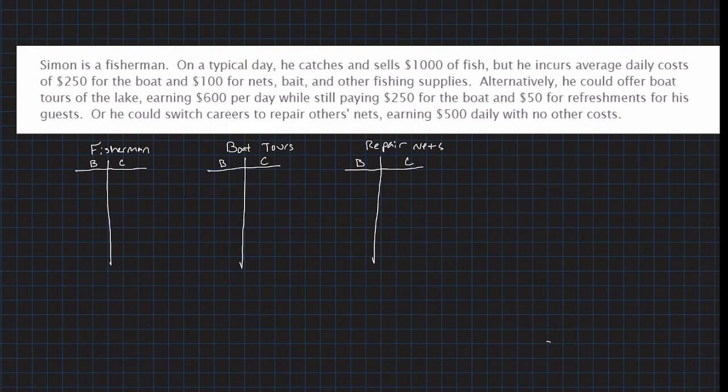So it doesn't say in the question, but normally it'll say, what's the opportunity cost of, and then it says something like opportunity cost of being a fisherman, or opportunity cost of boat tours, or opportunity cost of repair nets. Whatever it says after opportunity cost of, that's what he's choosing. So let's say, in this case, we're doing the opportunity cost of being a fisherman. That means he is choosing to be a fisherman. So we're going to do a highlight right there.